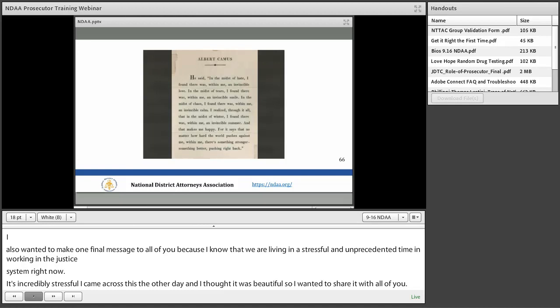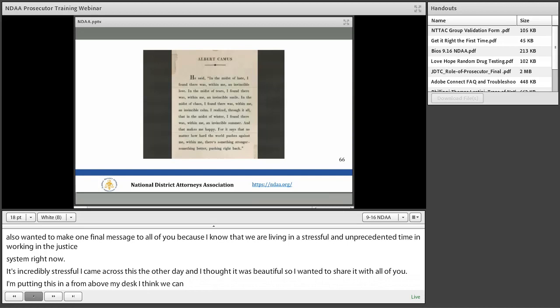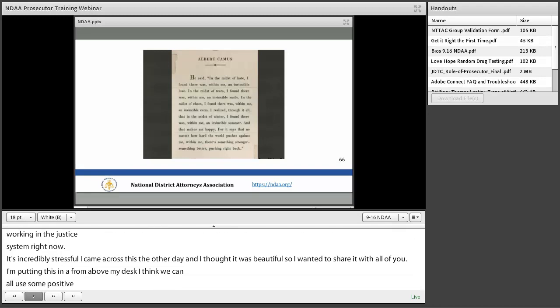messages. So this one, he said, in the midst of hate, I found there was within me an invincible love. In the midst of tears, I found there was within me an invincible smile. In the midst of chaos, I found there was within me an invincible calm. I realized through it all that in the midst of winter, I found there was within me an invincible summer. And that makes me happy.